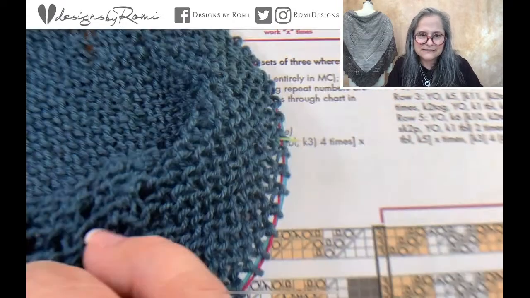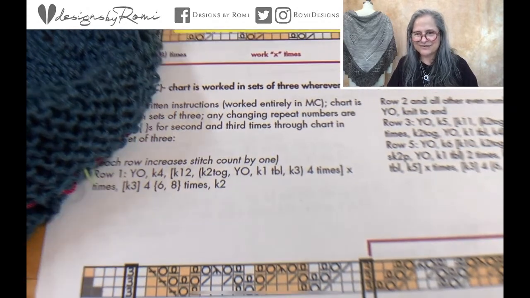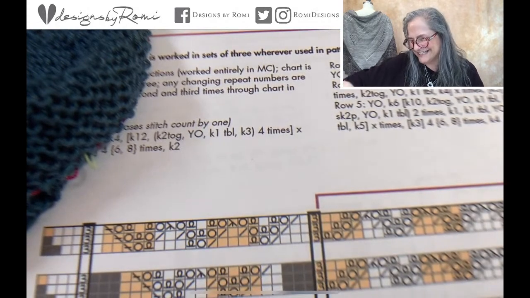So let's see. Oh, Jan is getting hail. Oh my gosh. It's pretty stormy everywhere, it seems like.